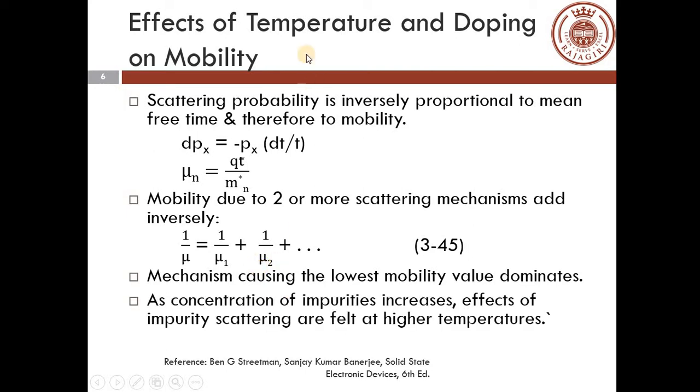Now, we discussed the effect of temperature on mobility. The effect of doping on mobility is found as follows: as the concentration of impurities increases, the effect of impurity scattering starts getting felt at higher temperatures. That is the effect of doping on mobility of charge carriers.